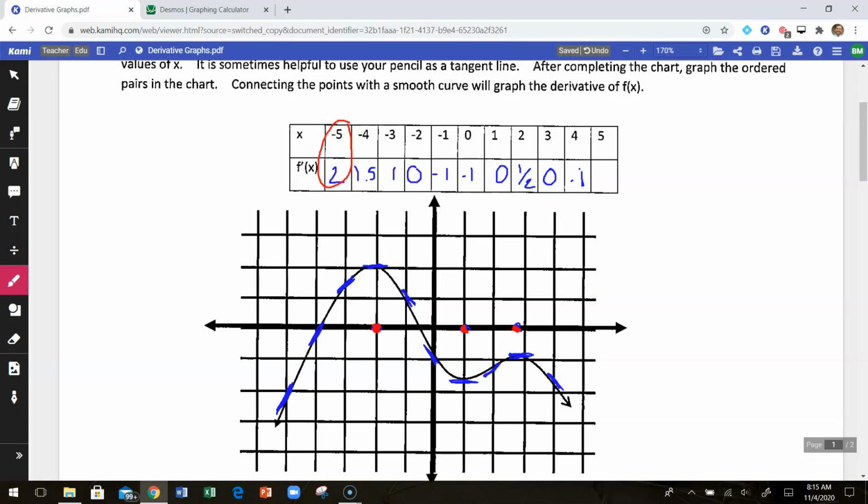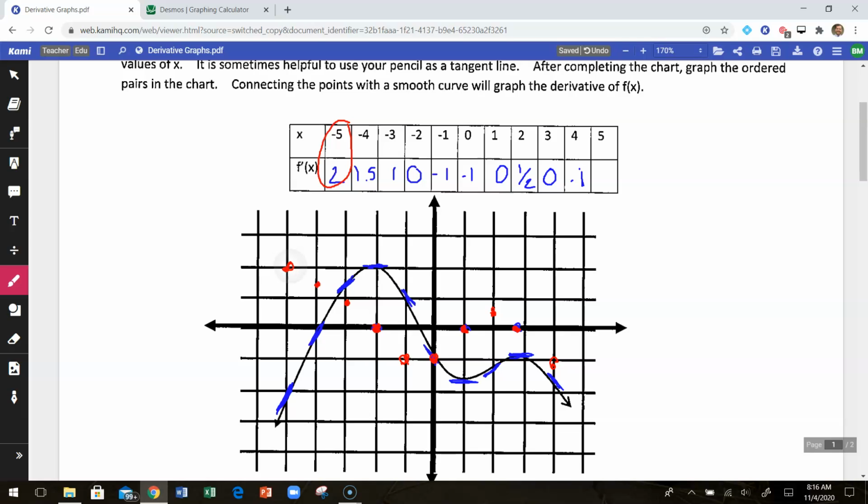So -5, 2, and -4, 1.5. -3, 1. -1, -1, and 0, -1. See, we have 1, 0, 2, 1/2, 3, 0, 4, -1. Now again, these are supposed to be kind of smooth curves, right?